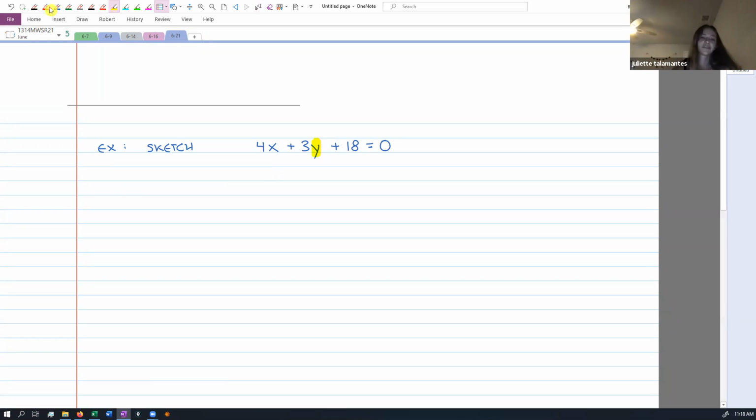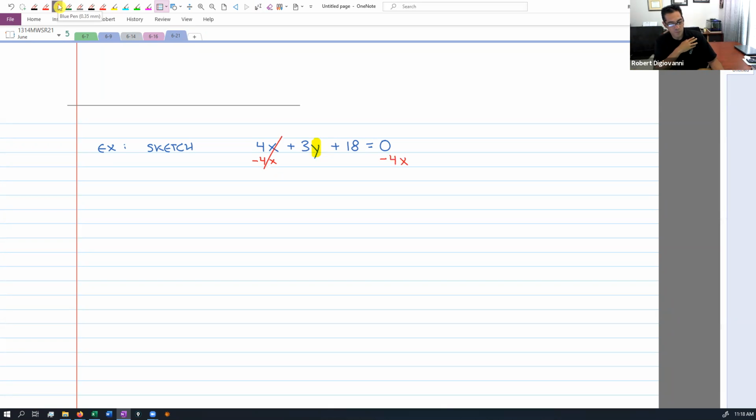Minus 4x, okay. On each side. So you can subtract 4x here, subtract 4x here. Let's just go ahead and do that. So Juliet, what would be left on the left-hand side? What do we still have? 18. And so you'd subtract 18. Yeah, and the 3y. So we still have the 18 over there. So we need to now take care of the 18. I think I heard you say subtract it, right? Okay, so we'll subtract the 18 on both sides.